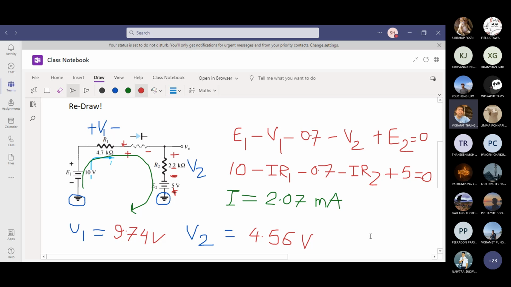Yes, I got nearly the same. It depends on how many digits you take, but if you round up, it's going to be like this. Yes, that is true. So you can verify this equation now. The first equation I wrote, 10 minus 9.74 minus 0.7 minus 4.56 and then plus 5. If you put this in calculator, you'll get 0. The loop equation is satisfied, is correct.